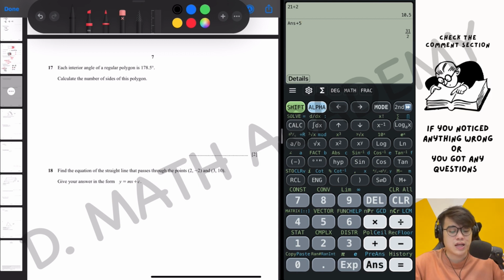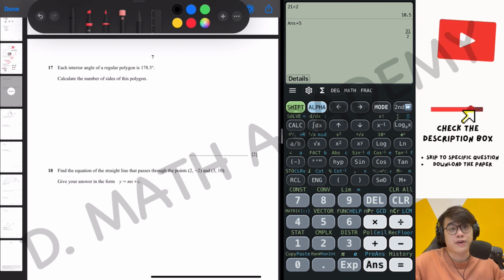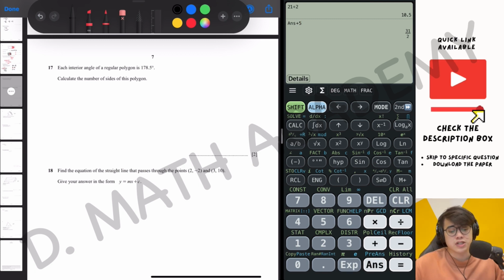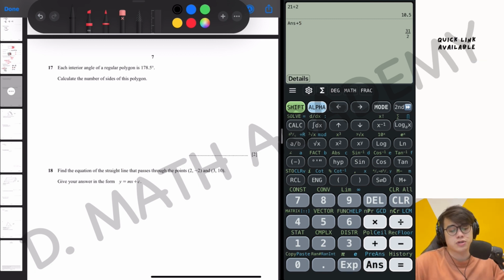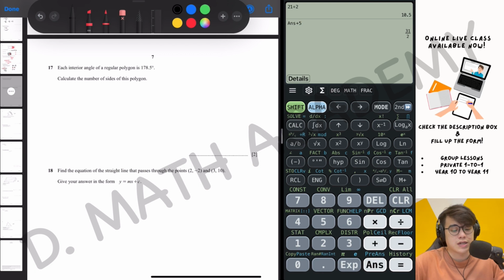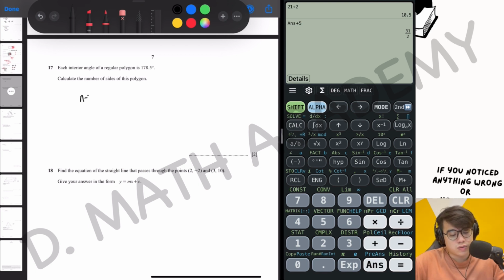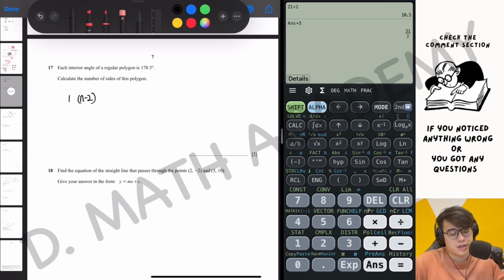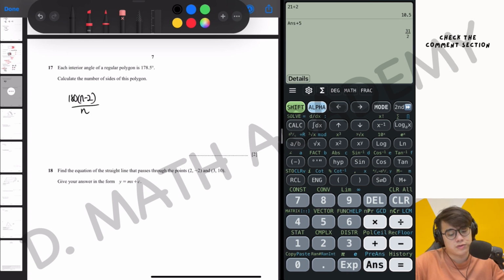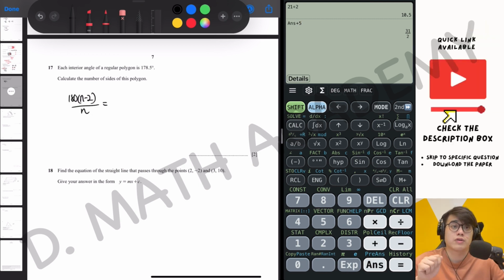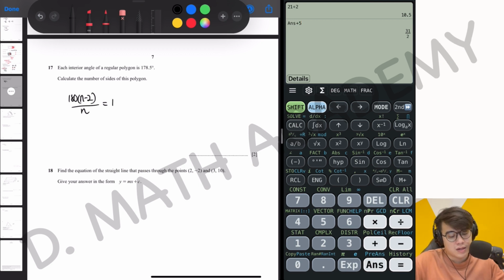Question 17. Each interior angle of a regular polygon is 178.5. Similar to the paper that I did just now, they have the same exact question, they just change up the degrees here. So it will be (n minus 2) times 180. This is the formula that you use when you see the term regular, because all of the sides are the same, so you can divide it by n.